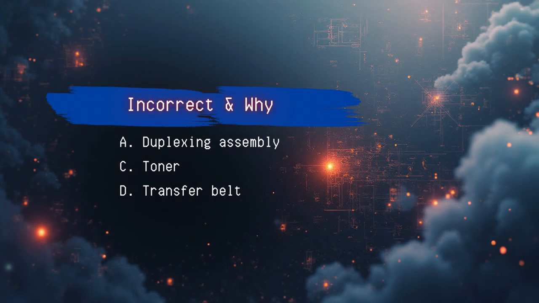Incorrect answers: A. Duplexing assembly, controls double-sided printing, unrelated to toner adhesion or smearing. C. Toner, while low quality or wrong toner can affect print quality, smearing is typically a fuser issue, not a toner issue alone. D. Transfer belt, transfers toner from cartridges to the paper, but the toner still needs to be fused to the paper afterward.